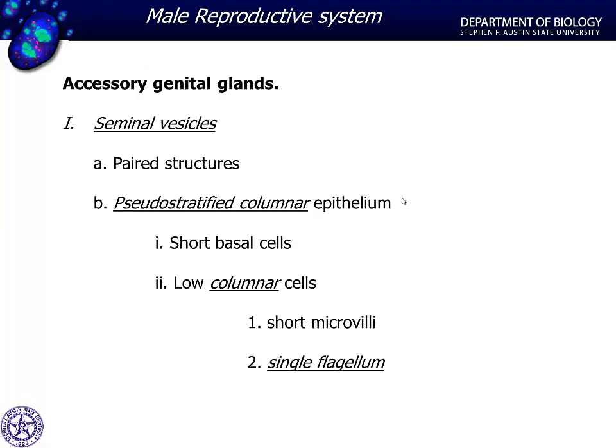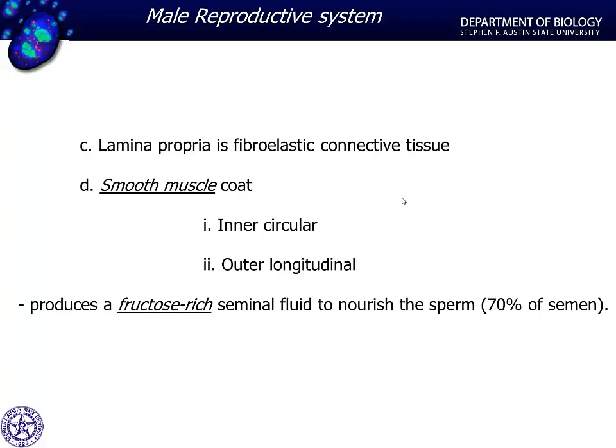Now, we consider the seminal vesicles to be accessory genital glands. Certainly, the prostate is one that we're very familiar with. Here in our seminal vesicles, we're going to have pseudostratified columnar epithelium. We'll have, again, the basal cells for regeneration, and the columnar cells with short microvilli, possibly still with a single flagellum, to help move material out of the lumen of the seminal vesicles and into the ejaculatory ducts and into the urethra itself. We will have somewhat of a smooth muscle coat.